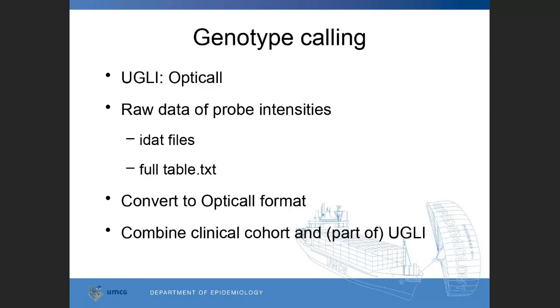So the first step, which I mentioned, was the genotype calling. You want to do that as similar as possible to Lifelines. Lifelines used OptiCall, a software package for genotype calling that is better suited to call low frequent alleles than the standard Illumina calling algorithm.